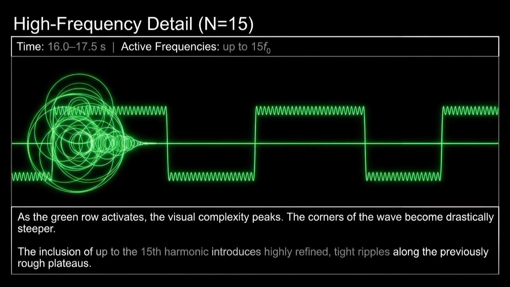And what the purple n equals 21 row shows us is that as you add higher and higher frequencies to your Fourier series, you don't actually eliminate that overshoot. No, you just compress it. You squeeze the ringing into a much tighter, faster physical space closer to the edge, which makes the rest of the square wave look incredibly sharp. But the ripple itself refuses to vanish.